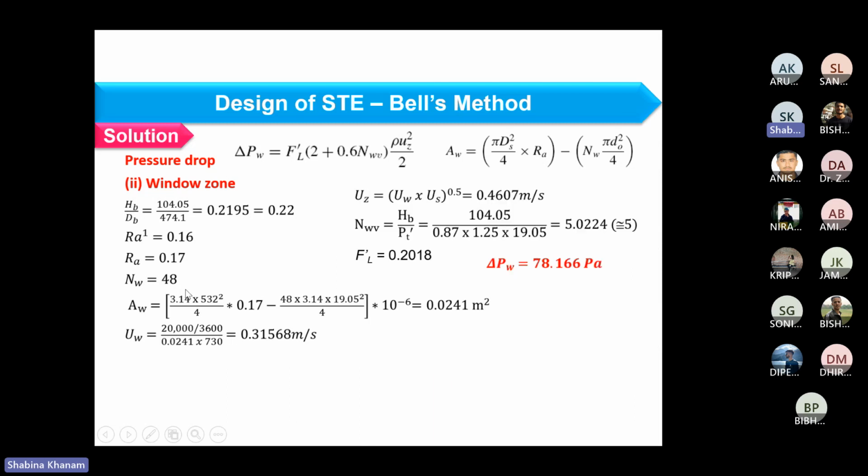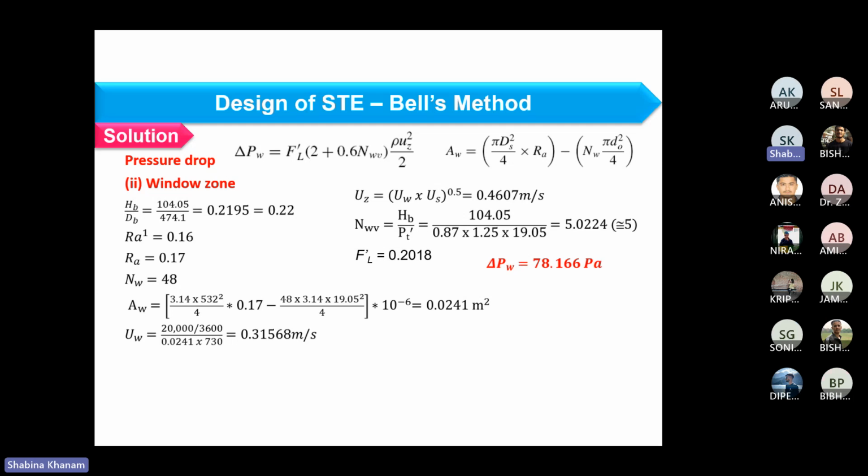So in that way RA you can find out, 0.17, NW you can calculate, and AW you can find as 0.0241 meter square, and so UW you can find as 0.316 meter per second. And so you can find out UZ. US you have already calculated before, so UZ you can get as 0.46 meter per second, and density is given as a property. NWV is the number of vertical tube rows in the window zone.